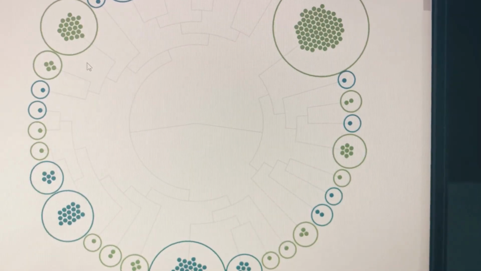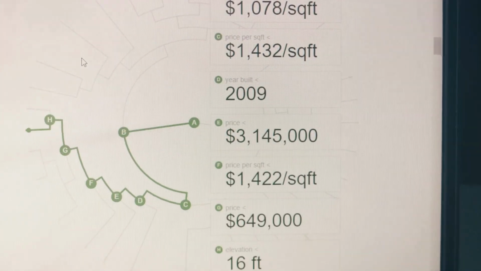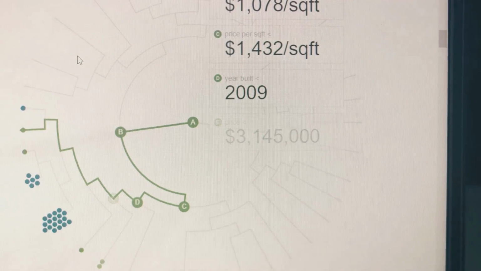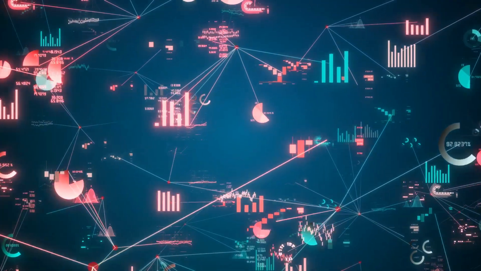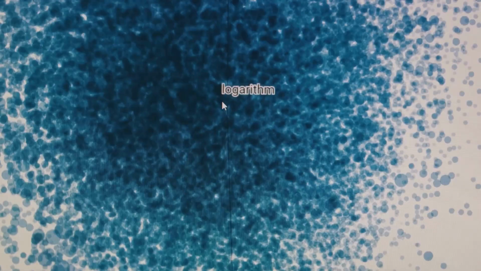On the flip side, unsupervised learning, akin to the second scenario, involves training a model on an unlabeled dataset. Here, the model has no guide. It must decipher patterns and relationships in the data all by itself. It's learning without any supervision, hence the name. This type of learning is typically used for tasks like clustering, anomaly detection, and dimensionality reduction.